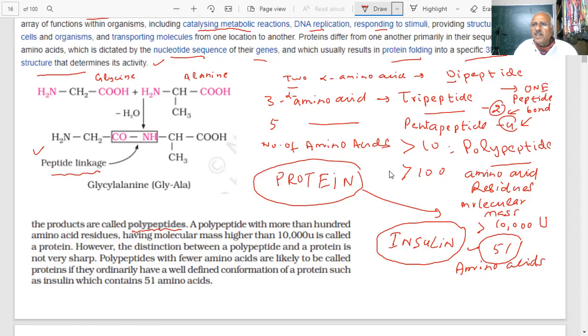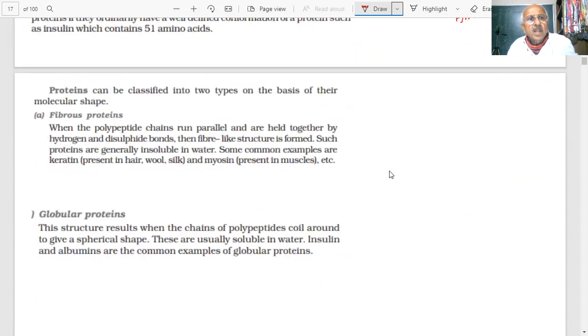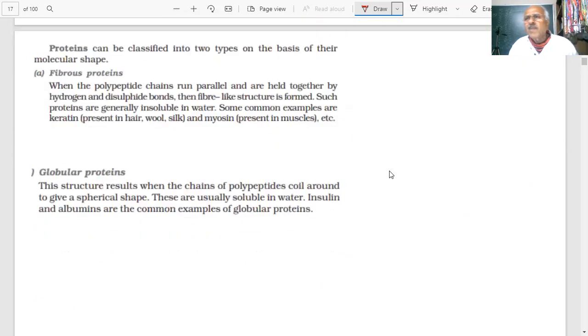Because it has a well-defined conformation of a protein. So insulin has been kept in the list of proteins in chemistry. How many amino acids did I tell you in insulin? 51. Certain things we remember by mnemonics or whatever we use.